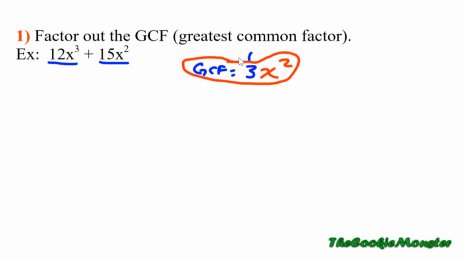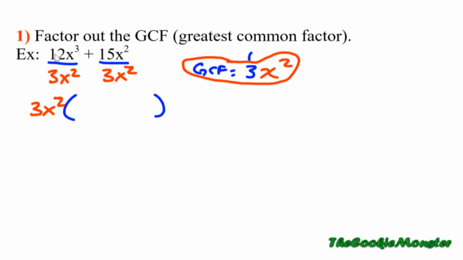So you're going to remove the GCF from both of these terms. You can divide both of them by 3x squared. Now when you divide out the GCF, it doesn't disappear. It still stays in the front of your answer. So 3x squared will still be there. And then when you divide out the 3x squared from both of the terms, you're going to divide it individually.